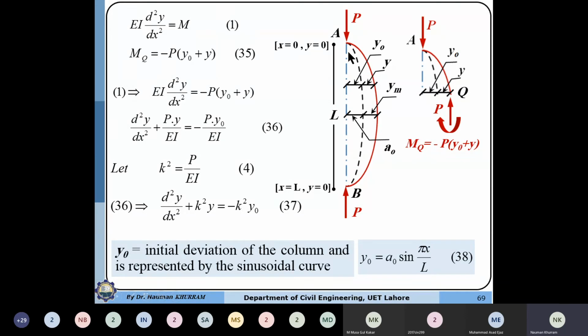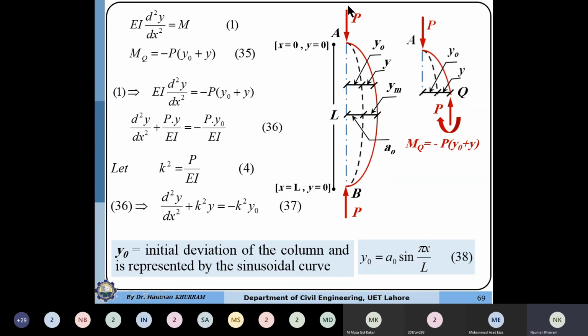Again, we have a column which can be represented by this black dashed line. Before the load P is acting, it already has the out of plane deformation represented by A naught. At any point, the out of plane deflection is Y naught, which varies from top to bottom and is maximum at the center. This blue line is the theoretical center line, and the black line is the center line of the initially curved column.